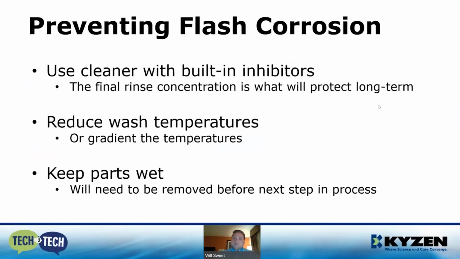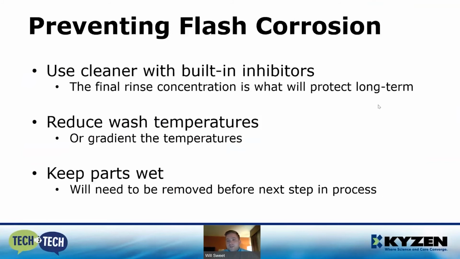Also, another type of corrosion out there is flash corrosion. And essentially what it is, it's just corrosion that happens almost instantaneously. Those are on some of the more susceptible metals, so like mild steel, really mild steel. Ways that you can combat that is using a cleaner that has a built-in inhibitor in it.